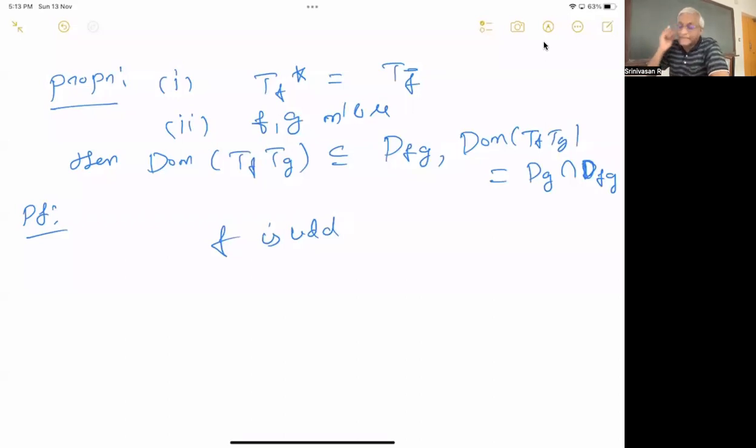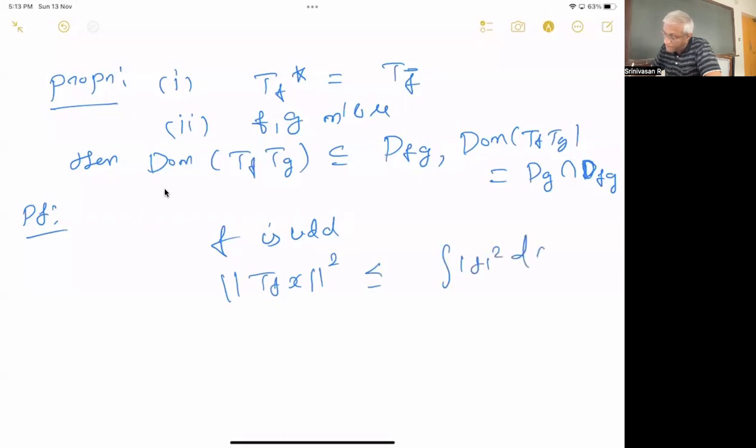So, I'm just recalling this. If f is bounded, we proved that for any f, the norm squared of p of x is less than or equal to the integral of mod f squared d mu x. Then, using this inequality, we find that the point is the norm squared of T f_n minus T f.